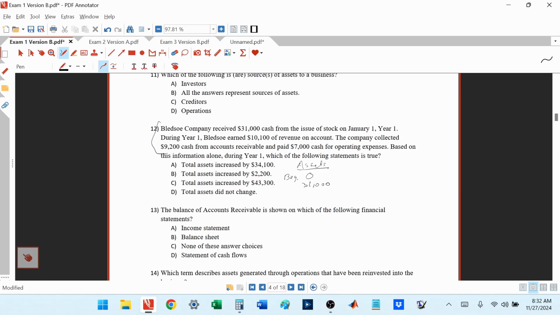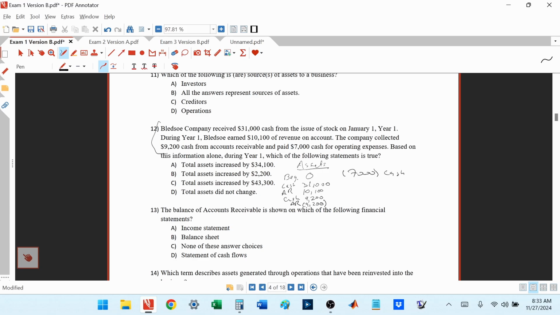During year 1, we earned $10,100 of revenue on account. So accounts receivable goes up by 10,100. That's an asset. So this is cash. This is accounts receivable. Then we collect 9,200 cash on accounts receivable. So cash goes up by 9,200 and accounts receivable goes down by 9,200. Those are both assets. But the net effect of that is no effect on assets. And then we pay 7,000 cash for operating expenses. So there's another reduction in cash. And so this is all the effect on assets.